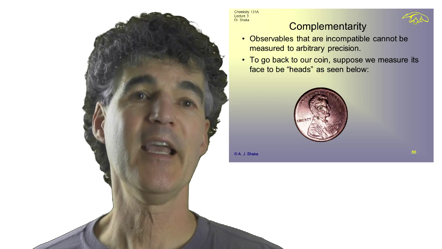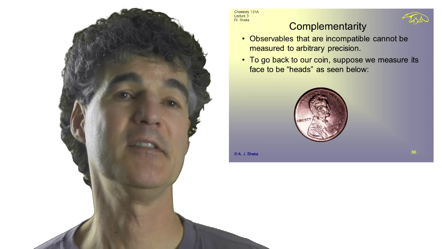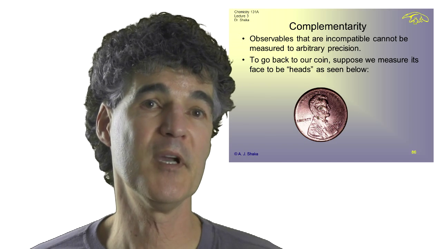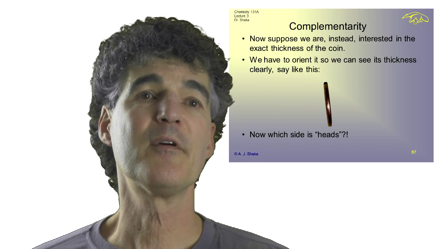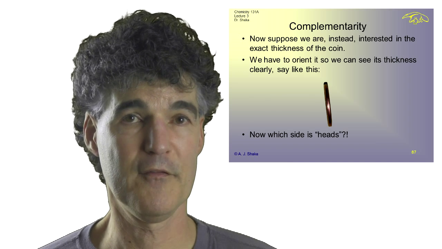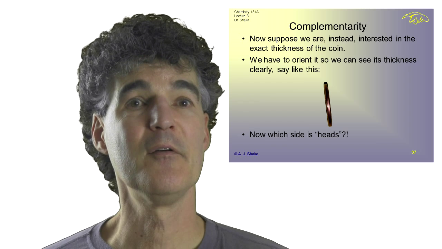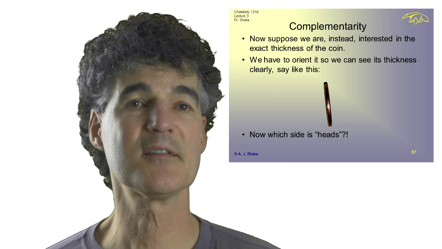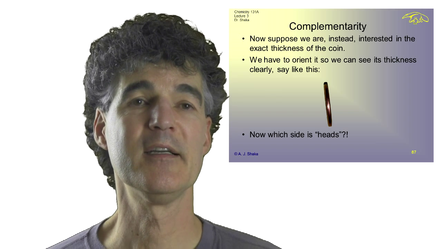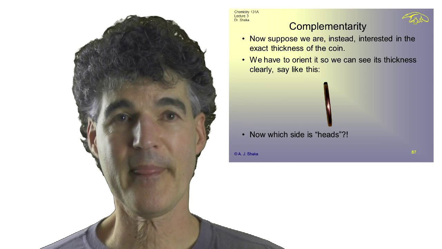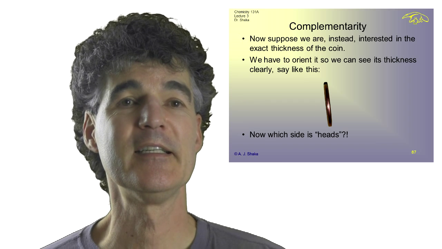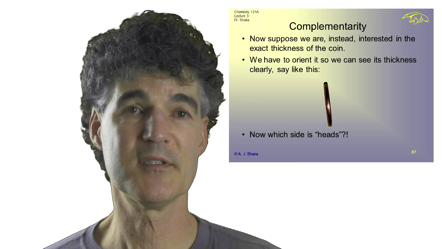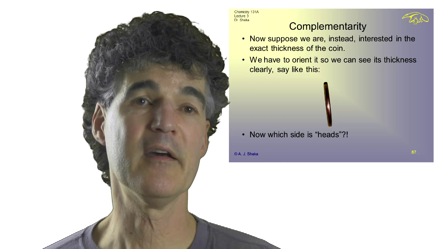Now, suppose instead of trying to measure heads, and if I leave it there, it's going to obviously measure heads. It's not going to flip because I'm not allowed to do anything to it except look at it, measure it. If, on the other hand, we're interested in the exact thickness of the coin, in that case, we have to orient it like this. And this was tricky to do, but the coin did balance on its edge. It was thick enough, and the surface was flat enough. And my collaborator had a steady enough hand. And now, if you have the coin oriented like this, you can see exactly how thick it is. Whereas when it was down with the head pointing, you had no idea how thick it was.